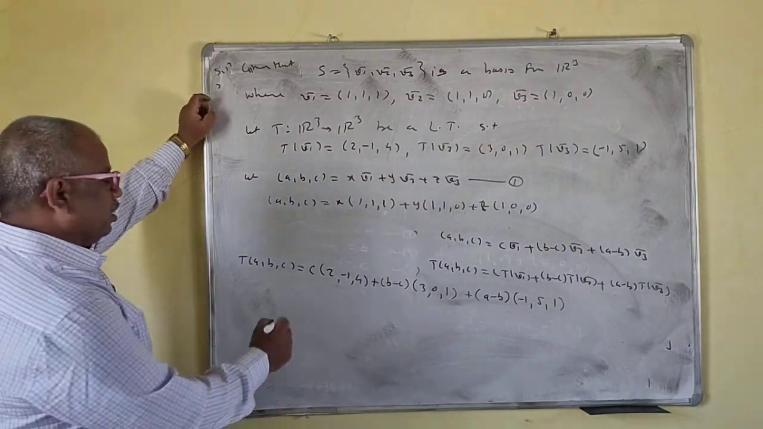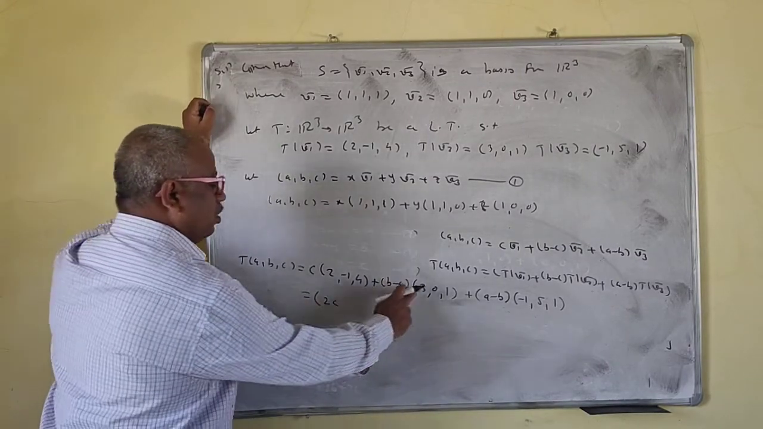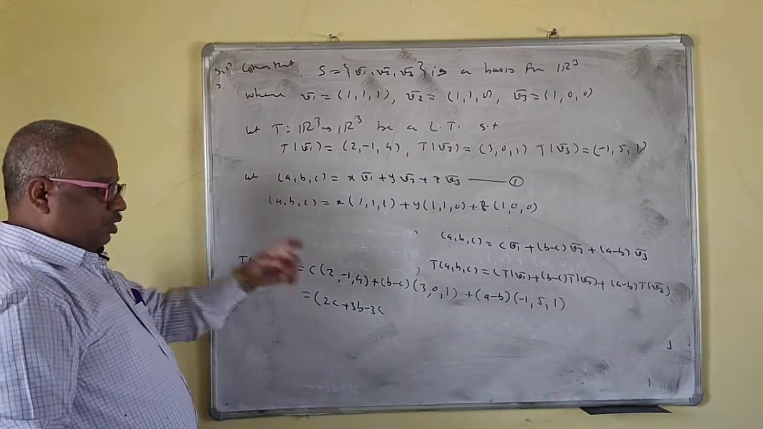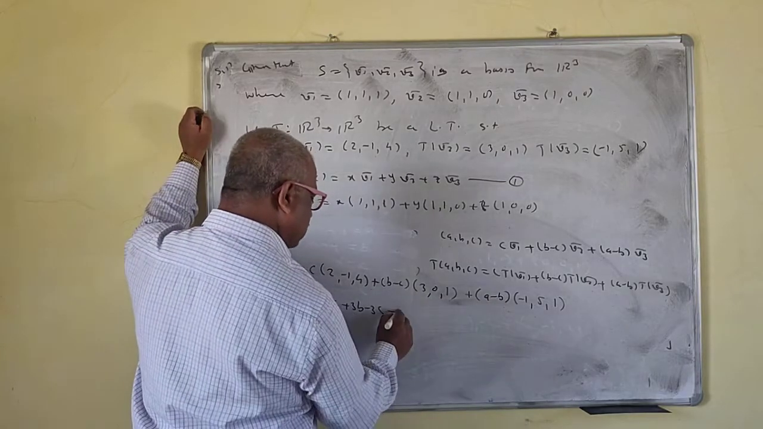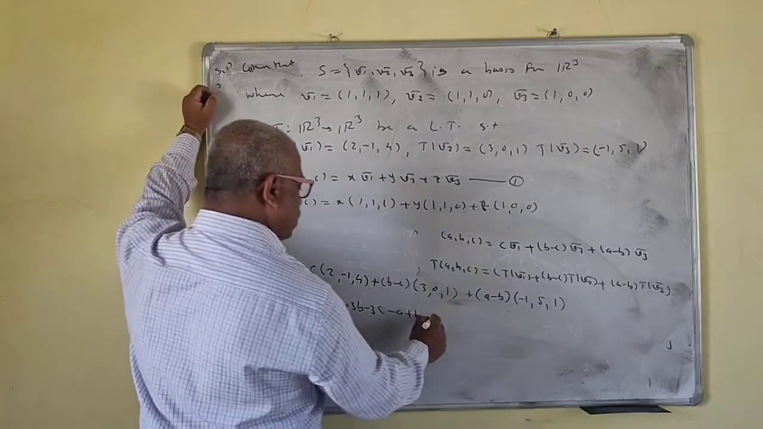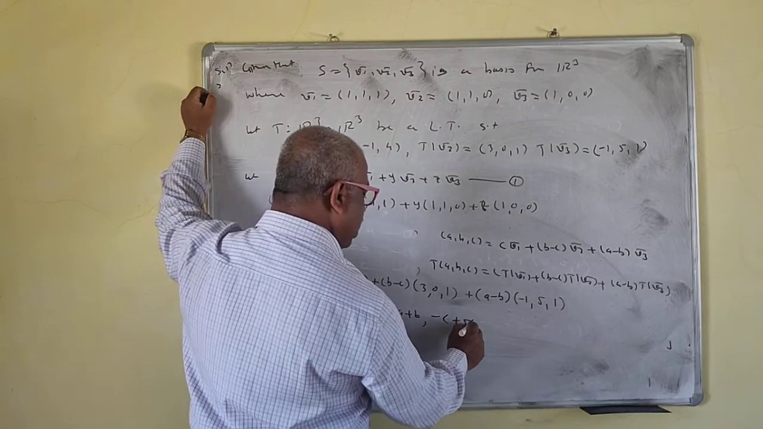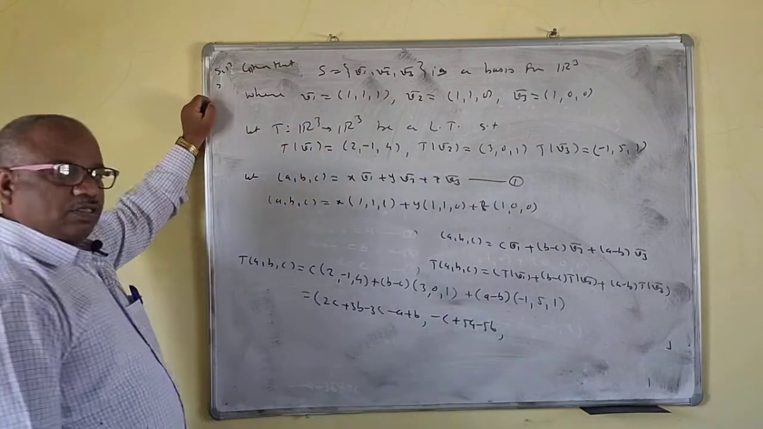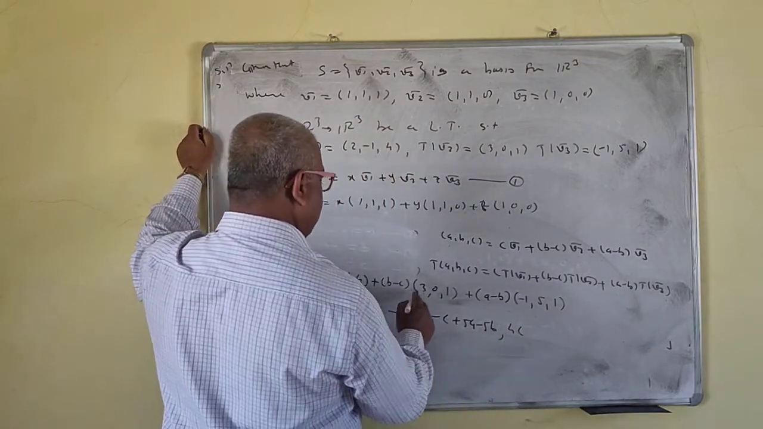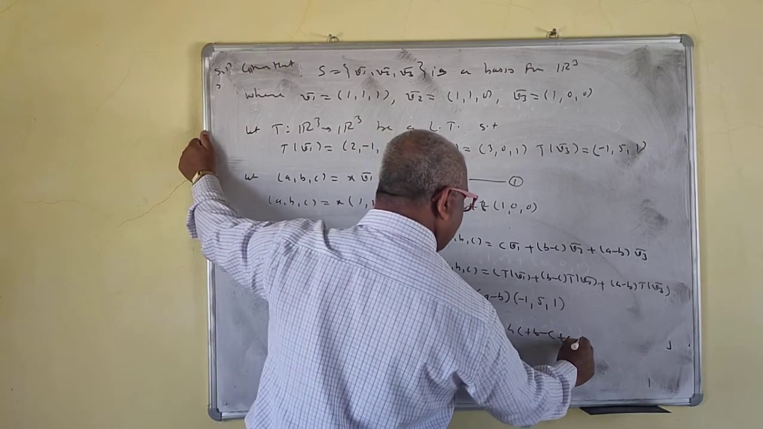Now we'll collect this. We'll write neatly now. First component: twice c plus 3b minus 3c, and from this, minus a plus b. This is your first component. We'll collect the second component. From here minus c, from here 0, no problem for this one, plus 5a minus 5b. From here 4c, from here plus b minus c and plus a minus b.